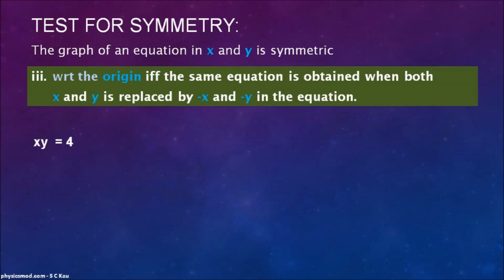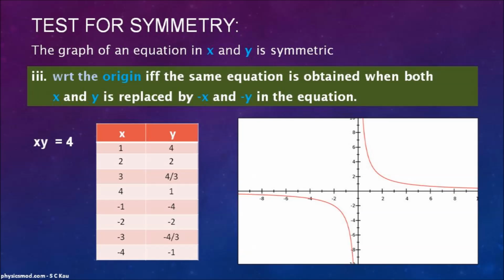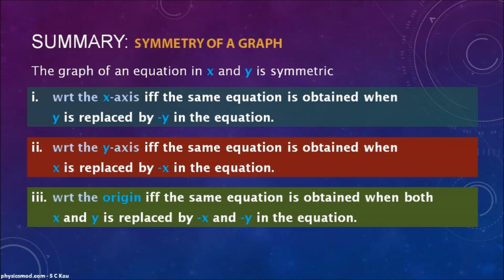As the theorem suggests, when both x and y are replaced by their negative counterparts, then the graph is symmetric to the origin. To summarize, we discussed how to show that the graph of an equation is symmetric by the following theorems.